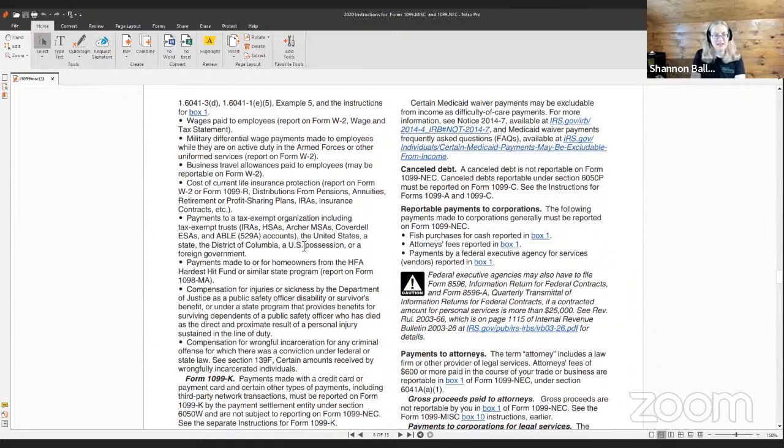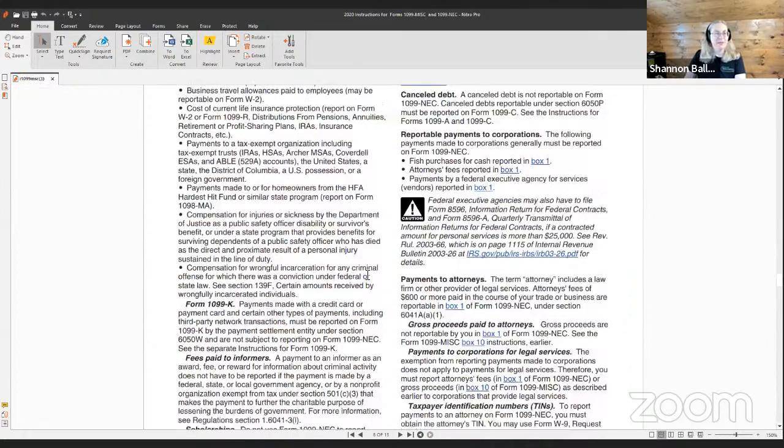Payments to the United States, the District of Columbia, a U.S. possession, or a foreign government. Payments made to homeowners from the HFA Hardest Hit Fund or similar state program get reported on a Form 1098-MA.